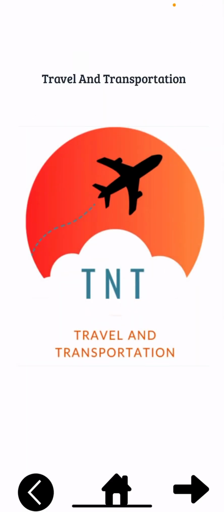Okay, so right now I will be showing you guys how our app will be working on your phones. This is our main UI, or main interface, that we will see when you open our app. This is the logo of our project, which is TNT, or the full name, Travel and Transportations. Next, we will be holding the forward button.